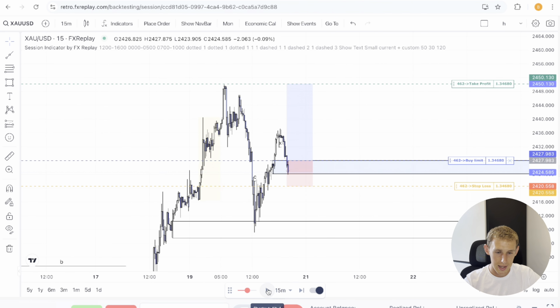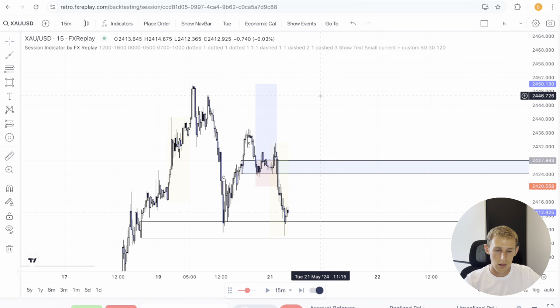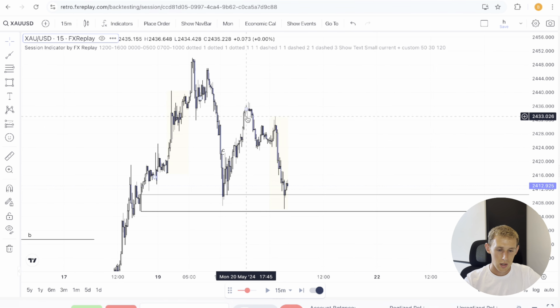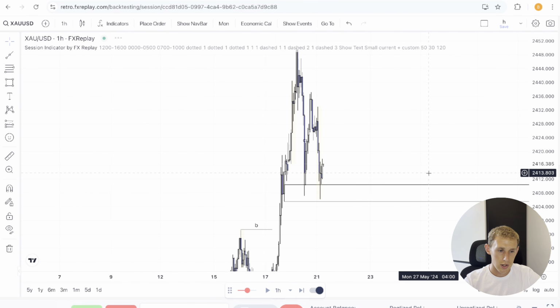So let's see if we get tagged in here. Okay, so we are tagged in. Not really liking how the momentum is at the moment though. Yeah, there we go. So price ended up stopping us out on that one. That's fine. It was a valid trade. Let's fast forward the Asian session.